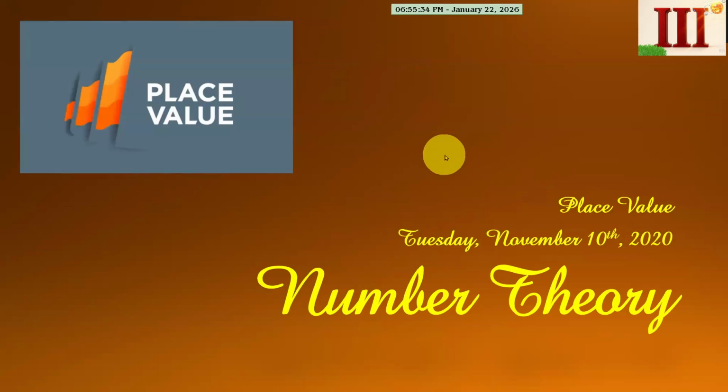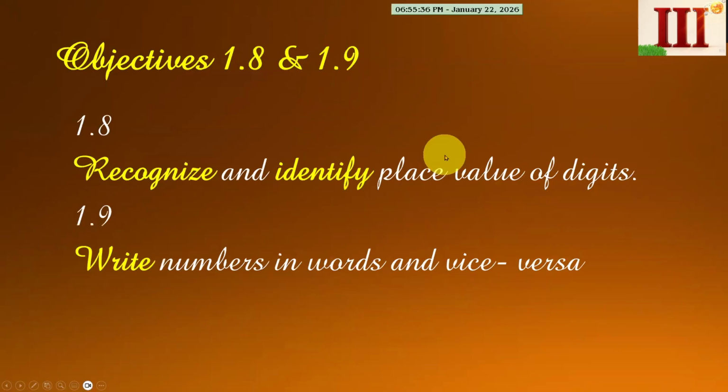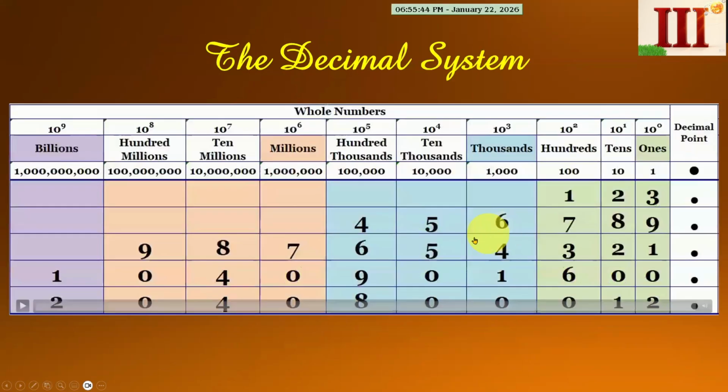So this time we're looking at place value. We need to recognize and identify the place value of digits, and write numbers in words and vice versa. So we need to understand how the decimal system works. This is our decimal point.